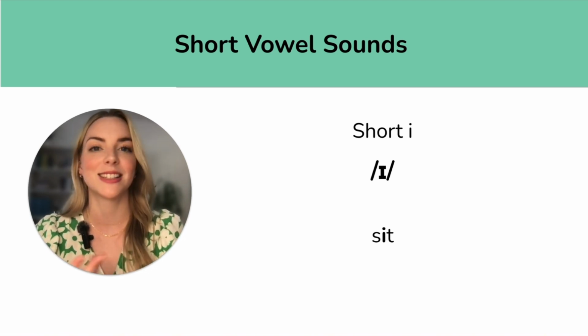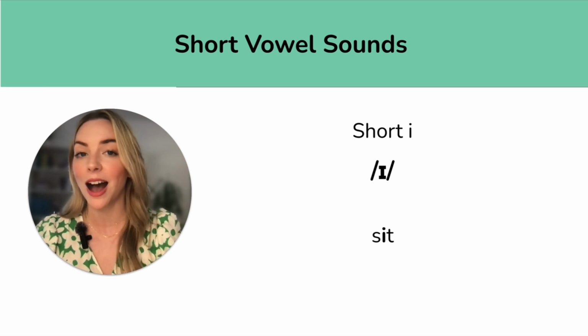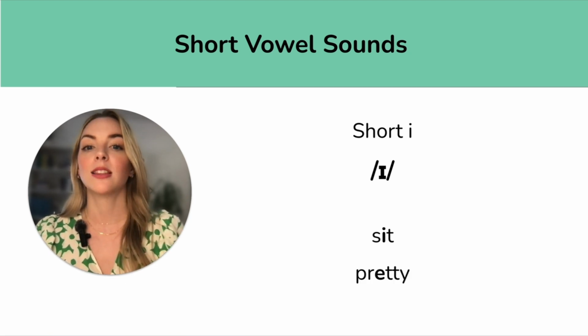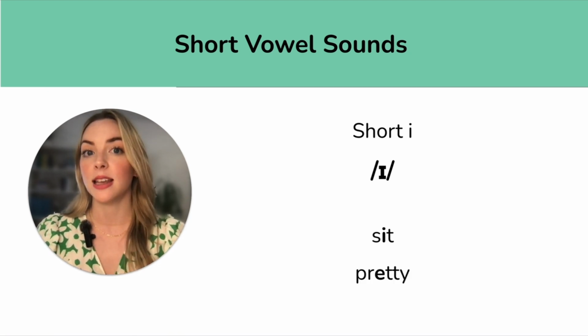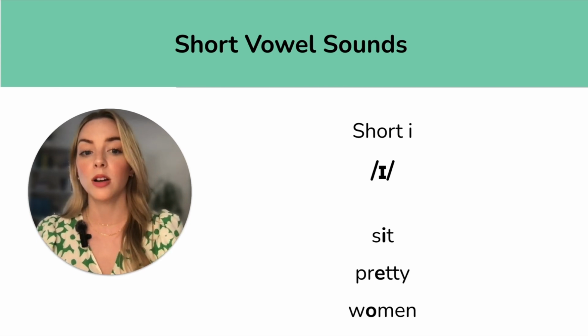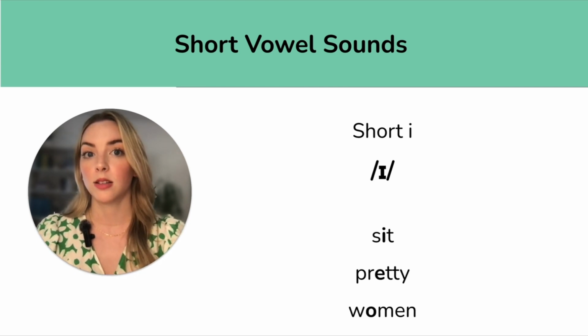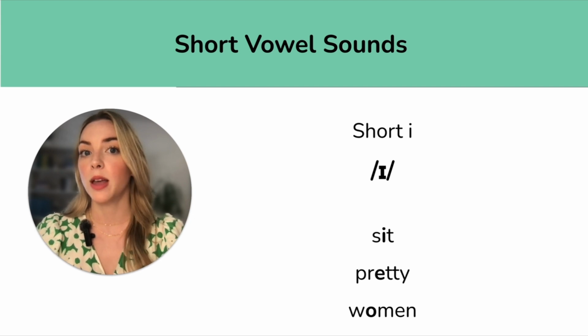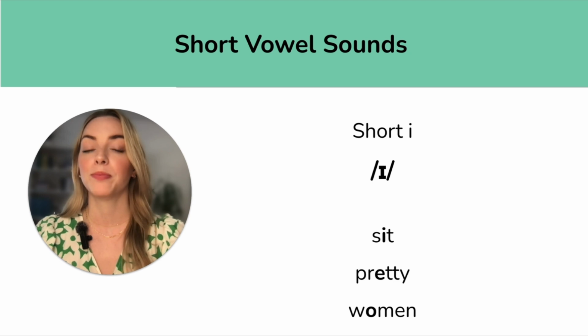Now, of course, it's not always represented by the letter I. We know this, like in the word pretty. Pretty. Here, the short I sound is the letter E. Or in the word women. Women. In this case, the vowel is an O, but it is the short I sound.